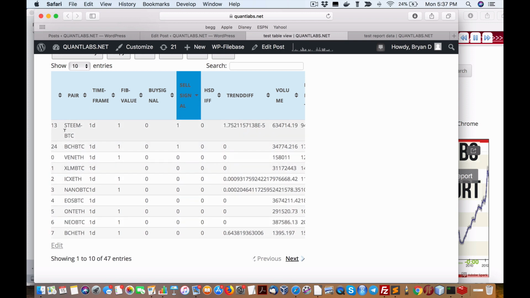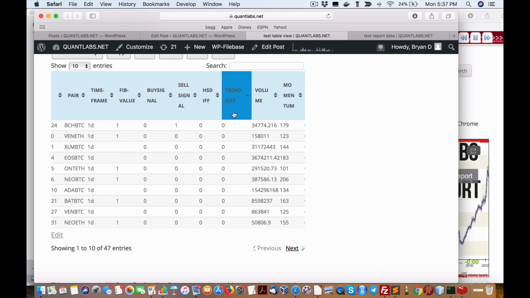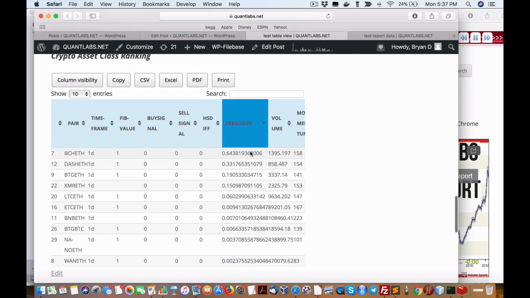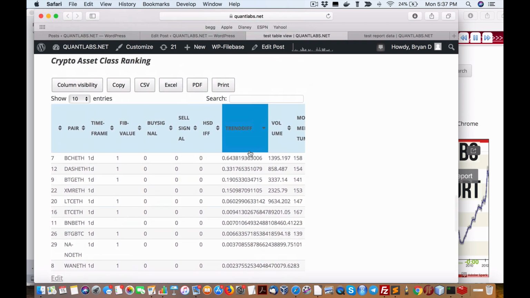There's a couple here, Steam and BCH BTC. And here we have a head and shoulder difference between the current and the expected move. We have a trend difference as well. I don't think this is really used at all. Oh, it is, yeah. This is the trend difference of the line, so it's basically the slope.